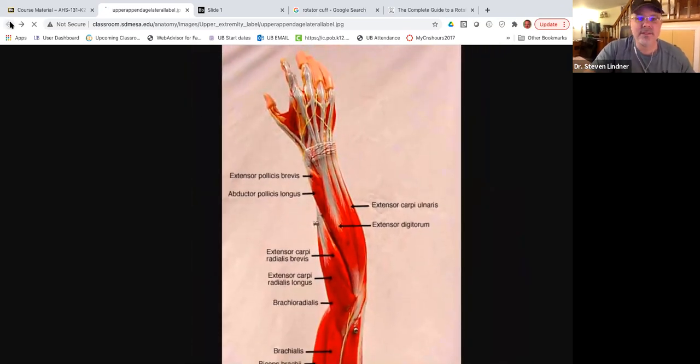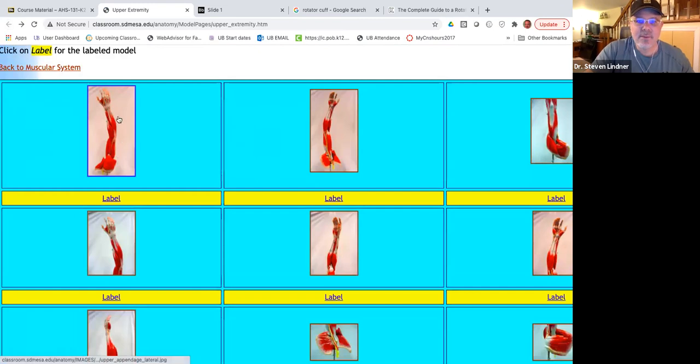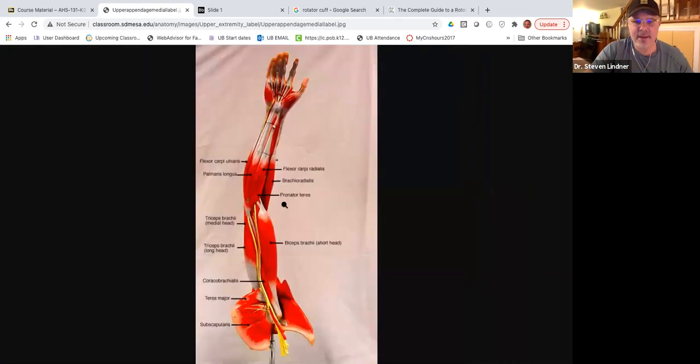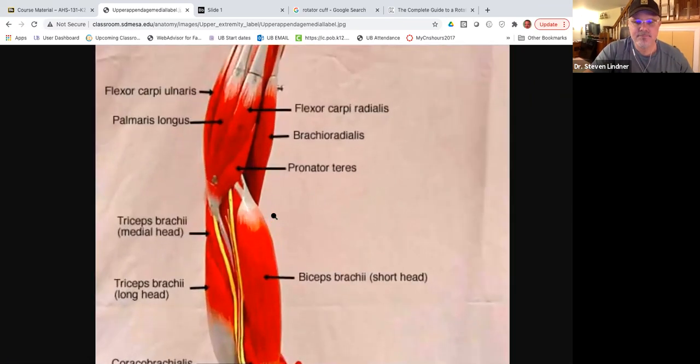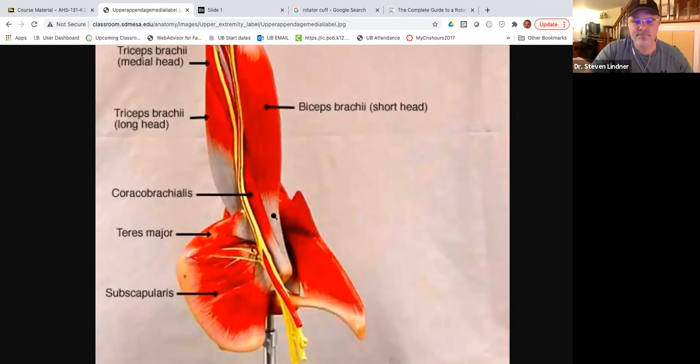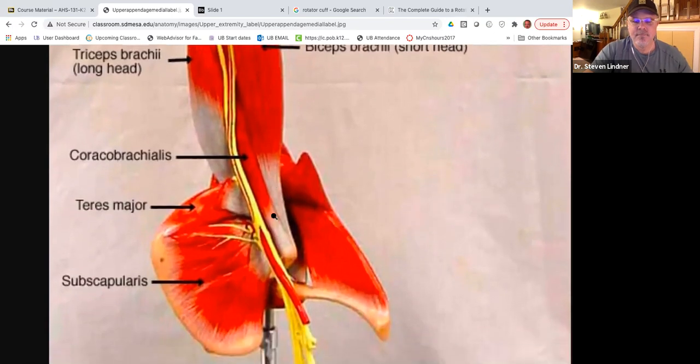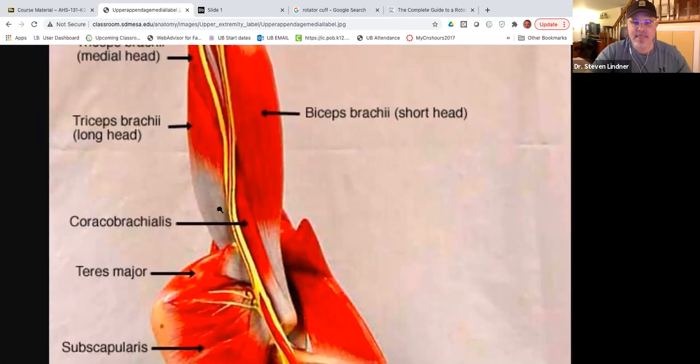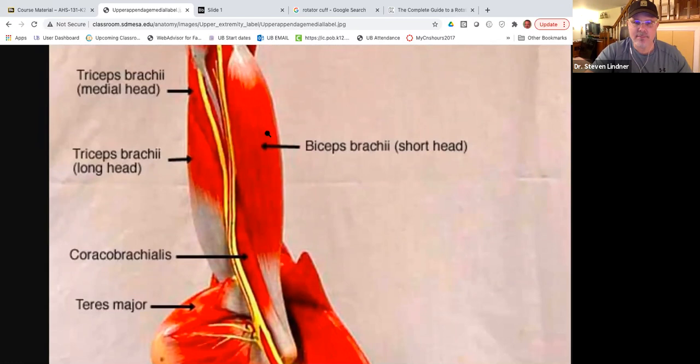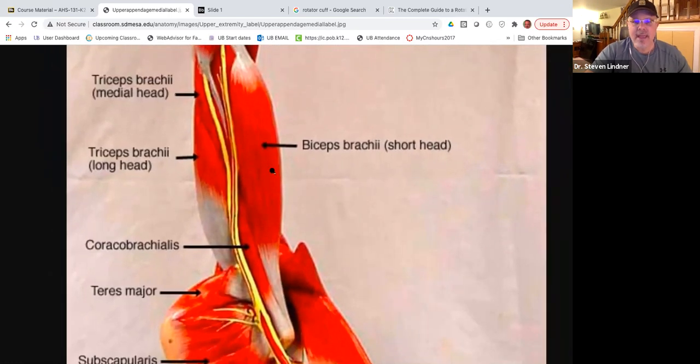Okay, so we did the posterior. Let's look at the anterior side. So remember, here's the anterior scapula. So that's the subscapularis. There's teres major. Now we're looking at the arm. And in the front, we can see the biceps brachii.